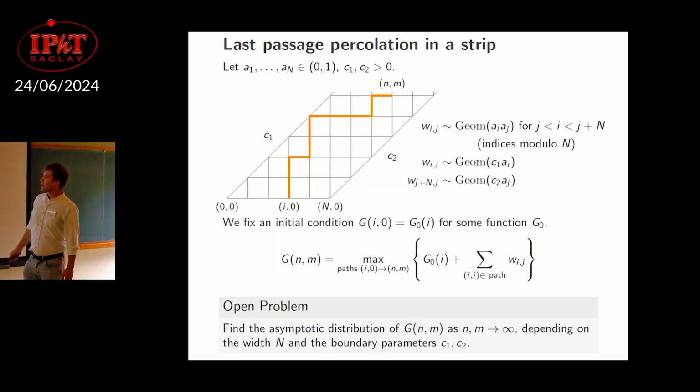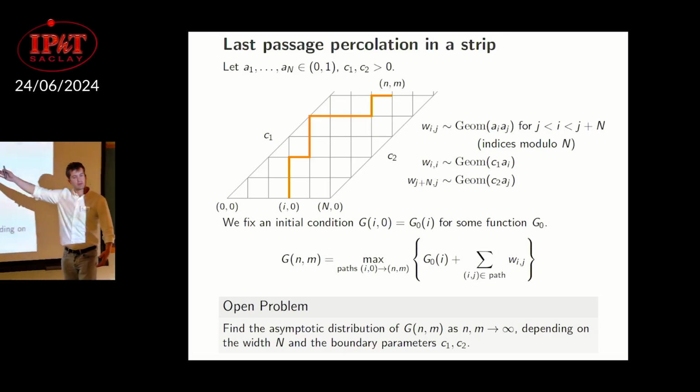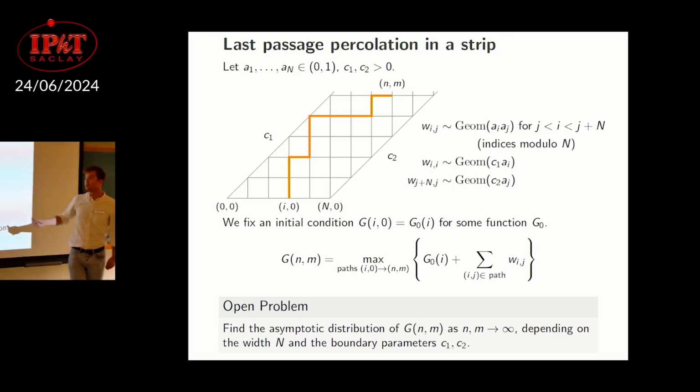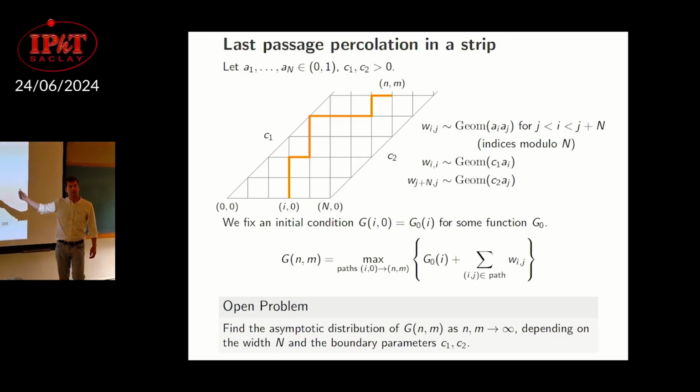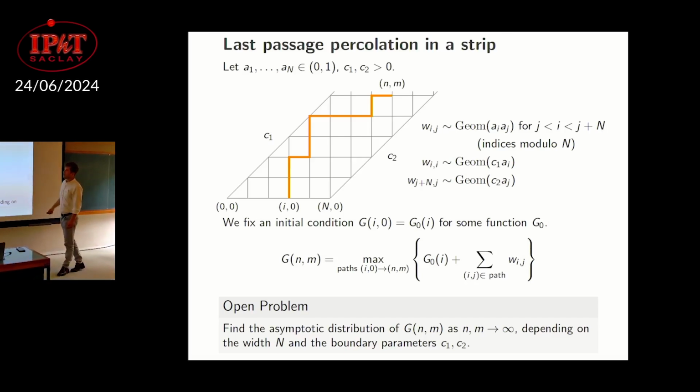What is the role of the G0? G0, so later I will tell you that I cannot exactly tell you what are the asymptotics of GNM, but I can tell you what is the stationary measure for this model. And to define this notion of stationary measure, I need to have this G0. So G0 is some sort of initial condition.